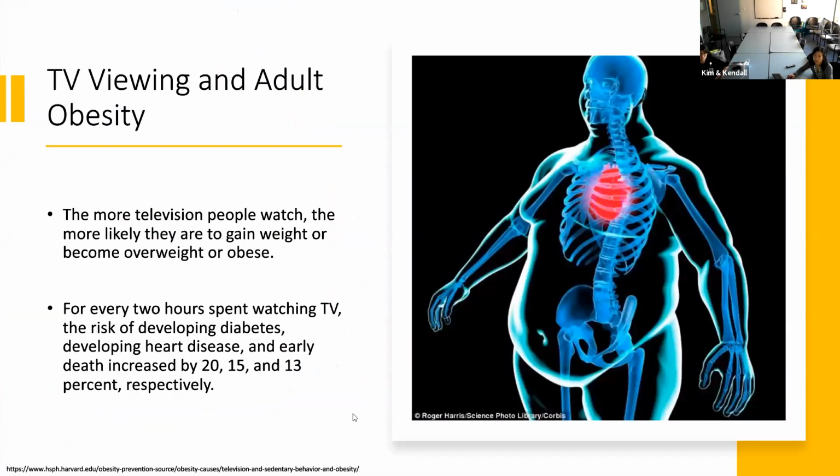And then when we look at TV viewing and adult obesity, we find that the more television people watch, the more likely they are to gain weight or become overweight or obese. And for every 2 hours spent watching TV, there's a risk of developing diabetes, heart disease, and early death. And those increases are by 20, 15, and 13% respectively, which I thought was pretty astounding.